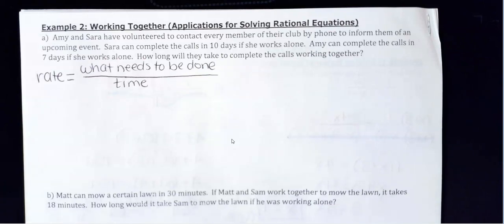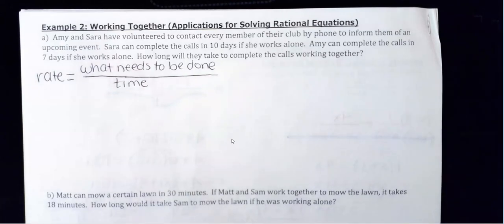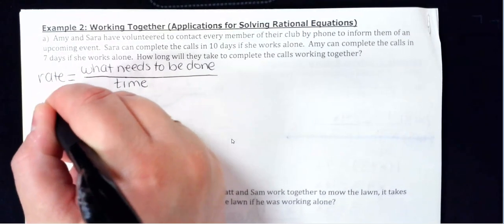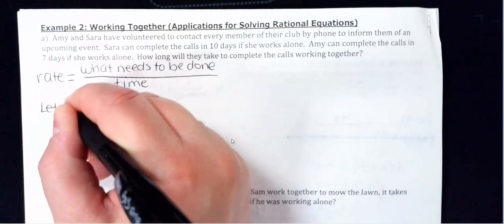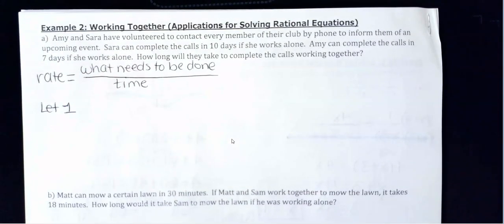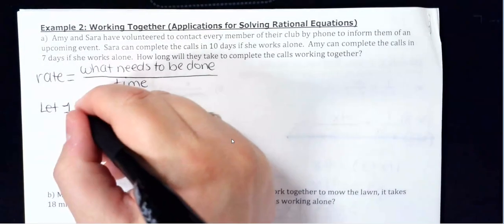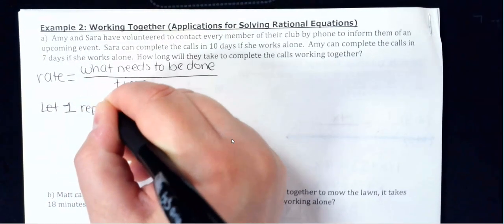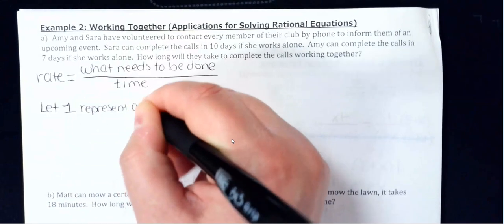It's just going to say the number of calls can be done by one girl in 10 days, the other one 7 days. Okay, if you don't have a number, or even if you do, here's my best recommendation to you. I'm going to let just the number 1, and you could use any number you want. I'm going to let 1 represent all the calls.